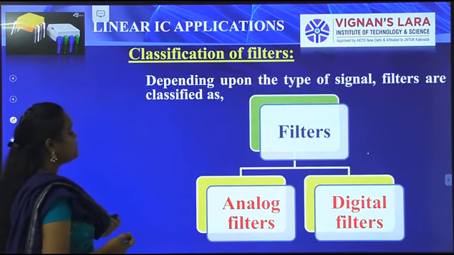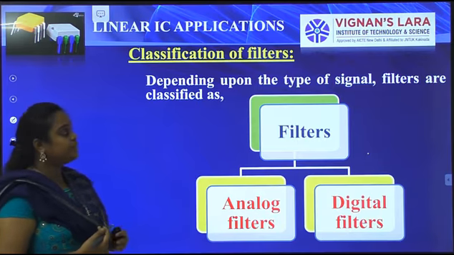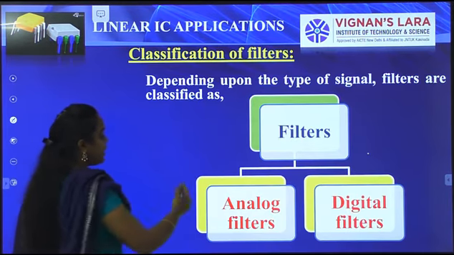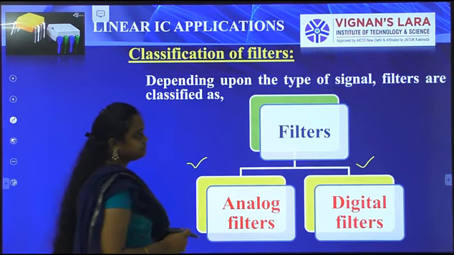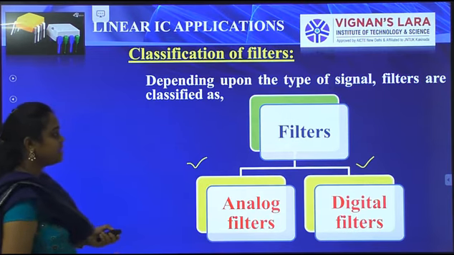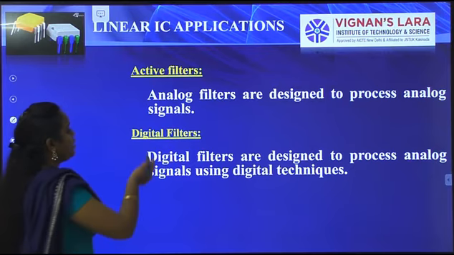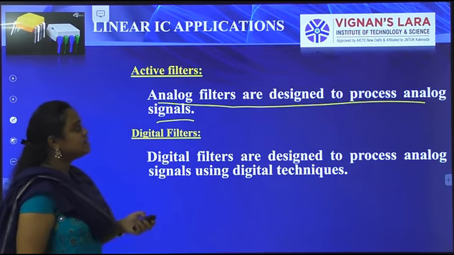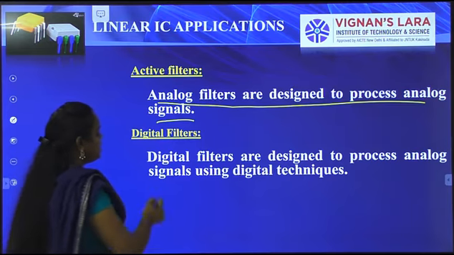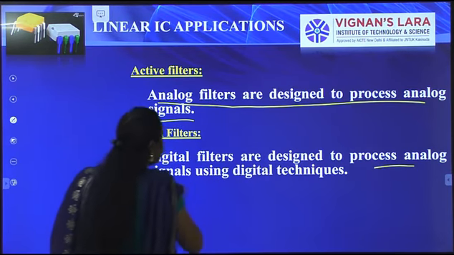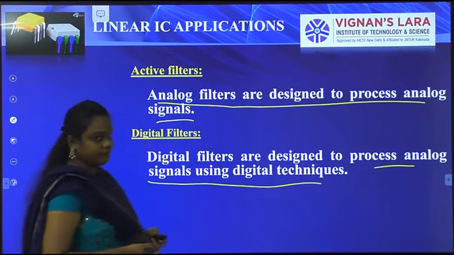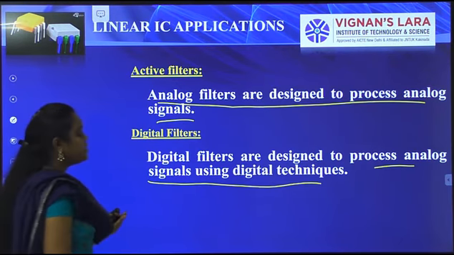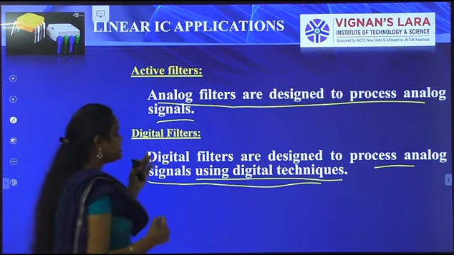We have classifications of filters based upon the type of signal we are using. Filters are classified into analog filters and digital filters. What is meant by an analog filter? Analog filters are designed to process analog signals. Digital filters are also designed to process analog signals, but by using digital techniques. So they are called digital filters.